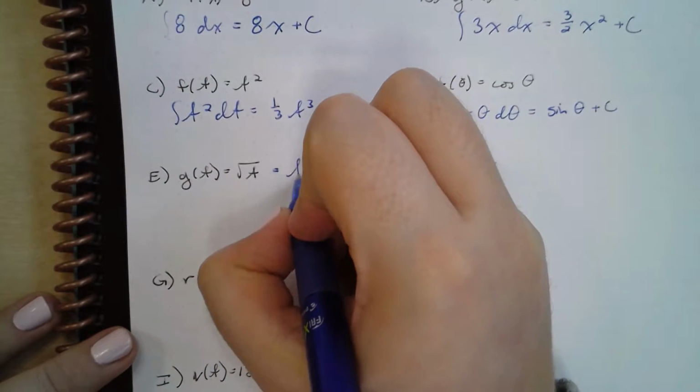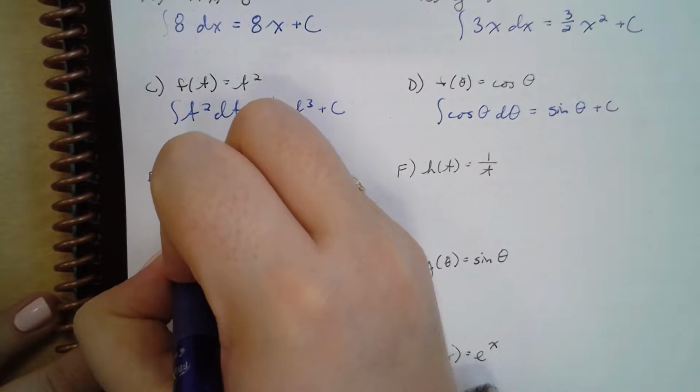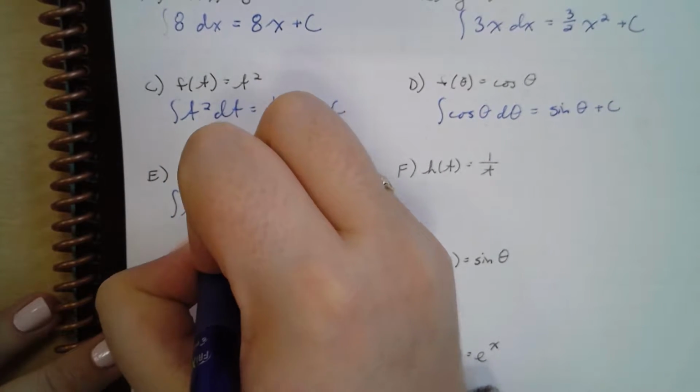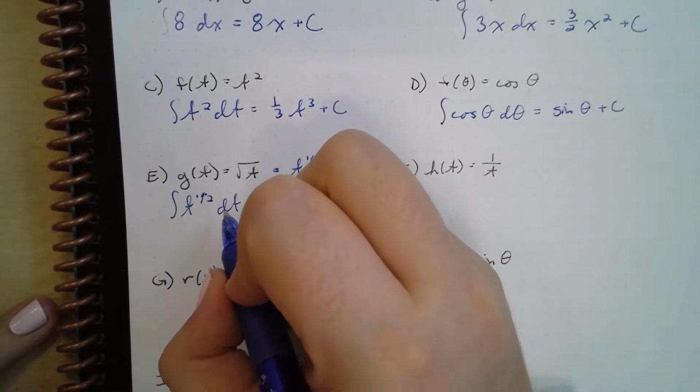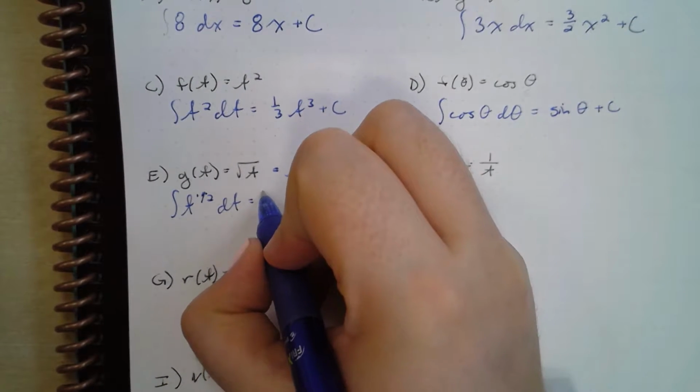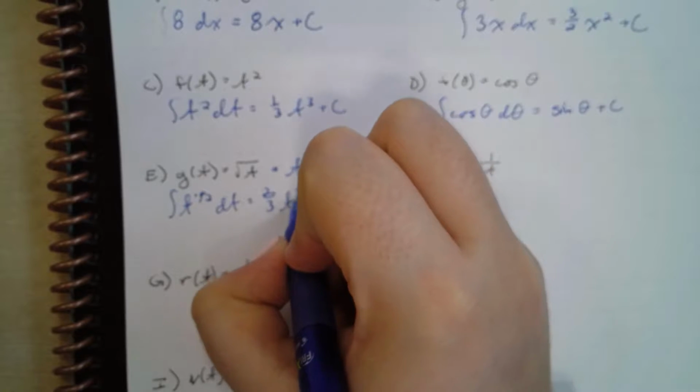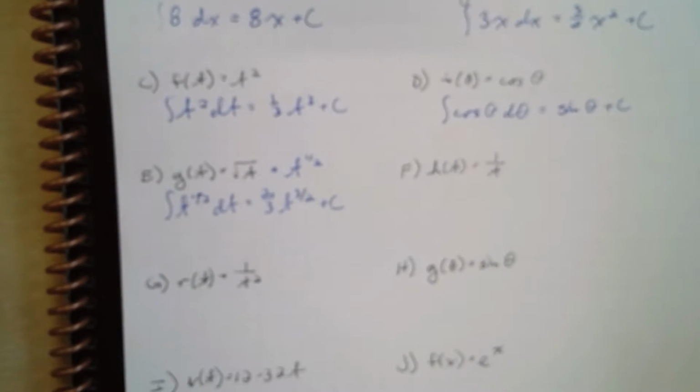Square root of t is the same as t to the 1/2. So we have the integral of t to the 1/2 dt, which is going to be equal to, t to the 1/2 would be 3/2, so it'll be 2/3 t to the 3/2 plus c.